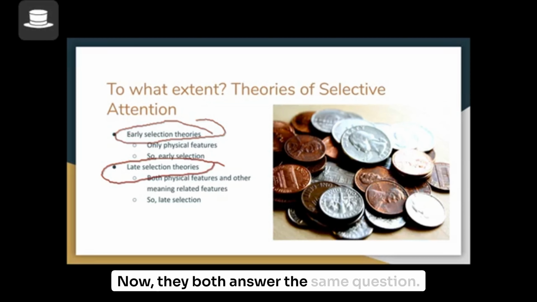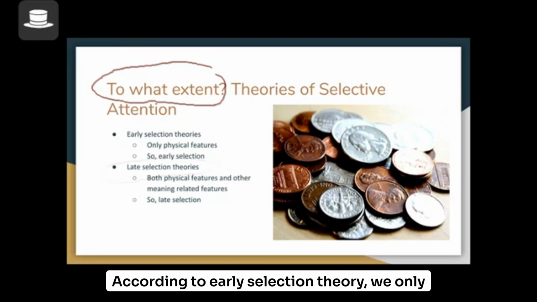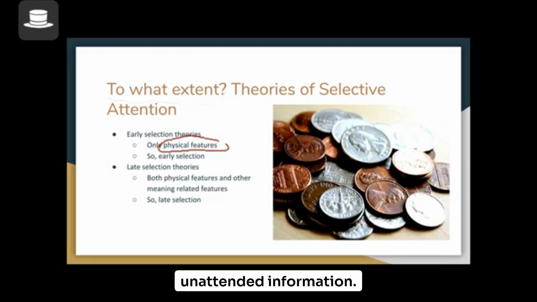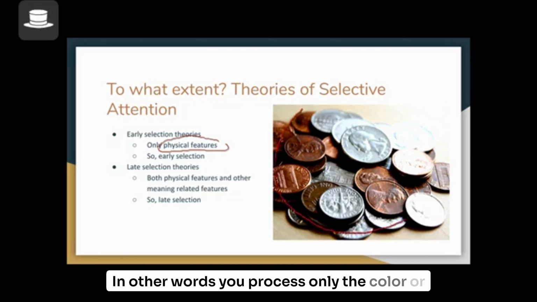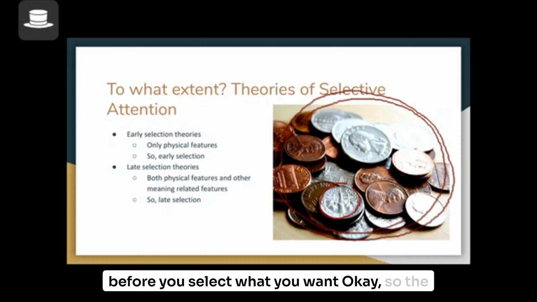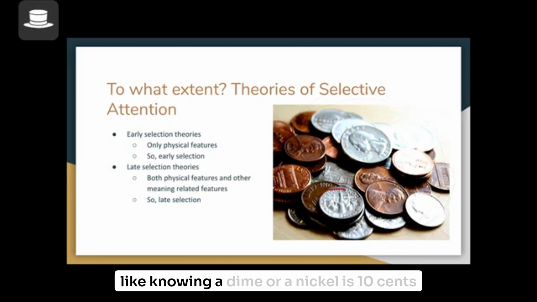Now, they both answer the same question: to what extent is unattended information processed? According to early selection theory, we only process the physical features, of both attended and unattended information. In other words, you process only the color or the shape or the size of all the coins here before you select what you want. So the selection is early because physical features are the first thing that you process, and later on you'll process the meaning, like knowing a dime or a nickel is 10 cents and a quarter is 25 cents.